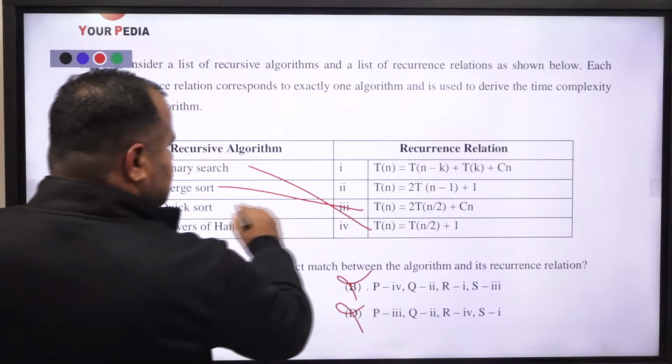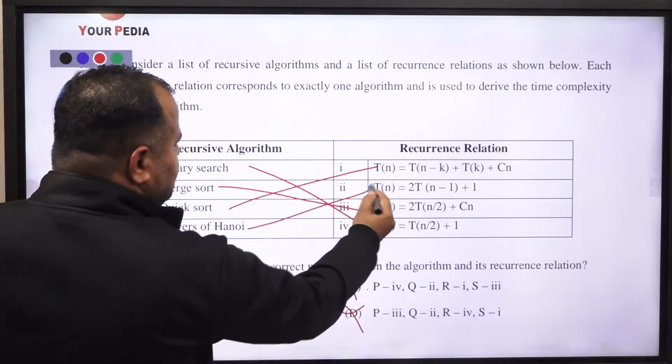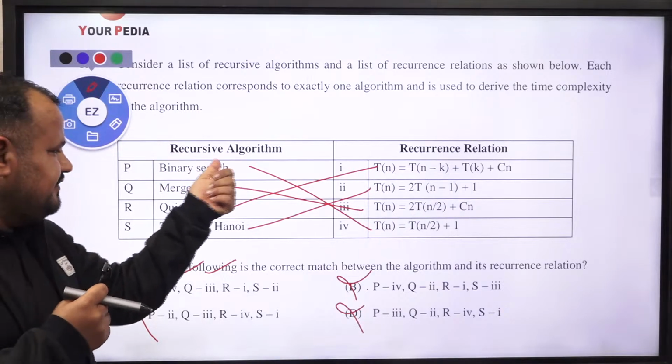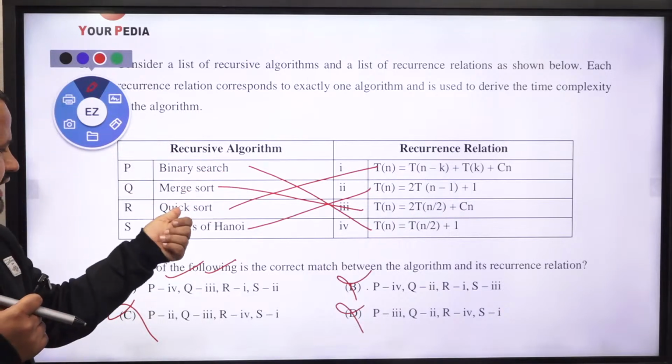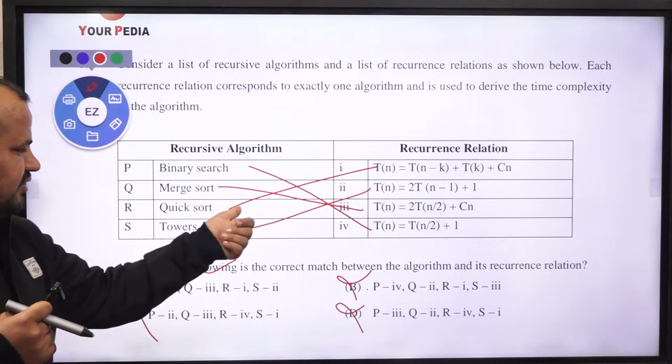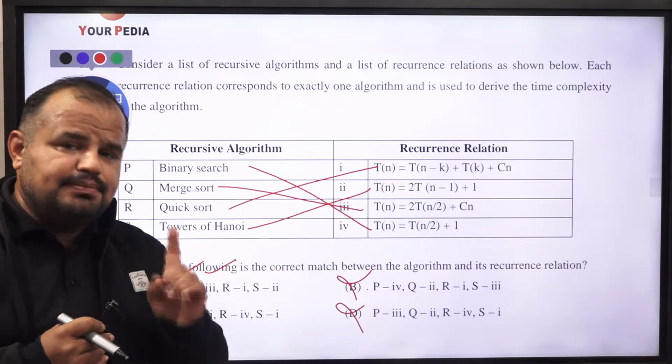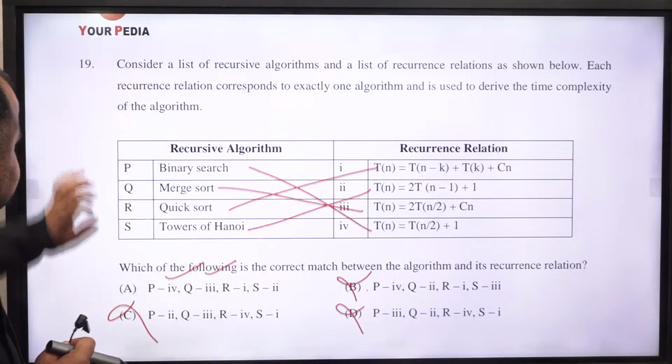Quick sort, 1. Tower of Hanoi, 2. Key power and time complexity. So you have to learn the time complexity also. Binary search, log n. Merge sort, n log n. Quick sort, best case n log n, worst case n square. Tower of Hanoi, 2 power n. So always keep in mind these time complexities also.